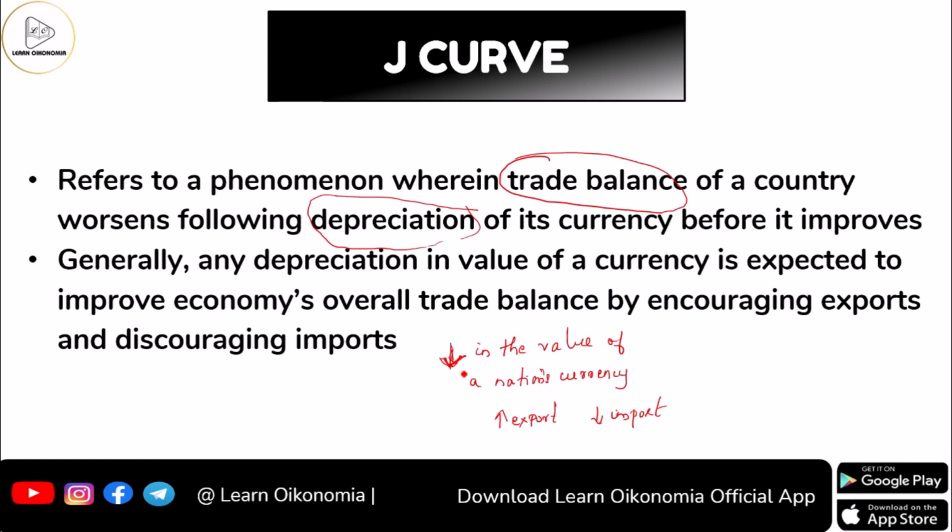And here it says that J curve involves a phenomenon where the trade balance would be worsening following the depreciation. And definitely it would improve, but before improving it worsens. So the basic idea is that as a result of depreciation, before improving, the trade balance would worsen.